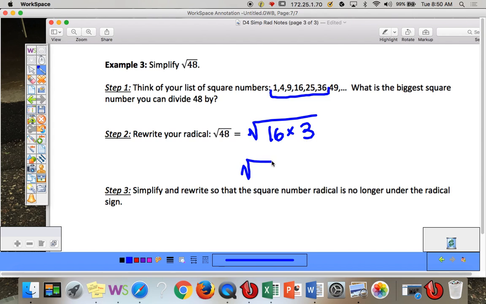Let's break that apart. The square root of 16 times the square root of 3 is 4 square root of 3. And there's your answer. So the only numbers that you have to test are the numbers that are smaller than that number. And you're looking for the biggest one that you can divide that will not give you a decimal answer. And then you pull it apart.